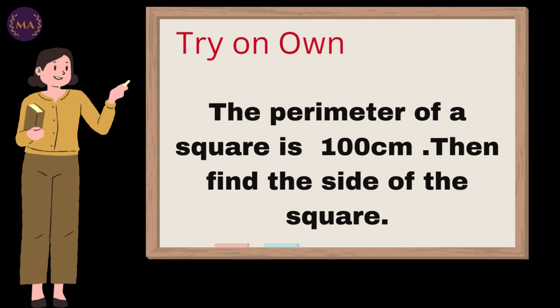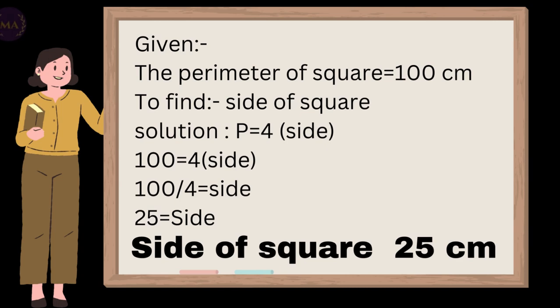Yes. So the question is the perimeter of square is 100 centimeter. Then find the side of square. I repeat, the question is on the board. You can note the question and you are going to solve it in the same manner as we did the previous sum. You'll write the given, you'll write the to find and then solution. Okay, the perimeter of square is 100 and you need to find the side of the square. So the perimeter of square is 100 centimeter. That will be your given.